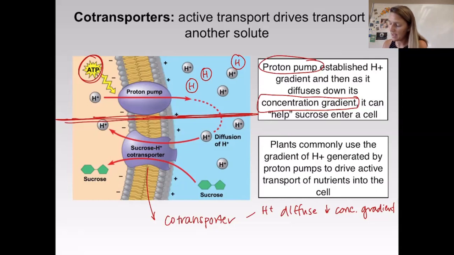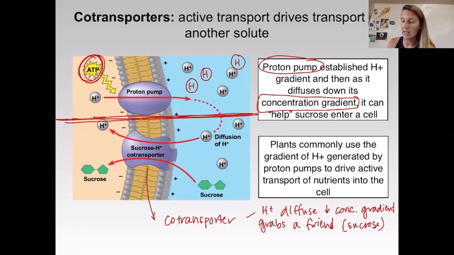So at the same time, this transporter grabs a friend and brings it along for the ride. In this example, it's sucrose, right? So what we've done is input energy at the start to create that hydrogen gradient. Then we're using hydrogen gradients, which like to flow down, to grab sucrose across, right?